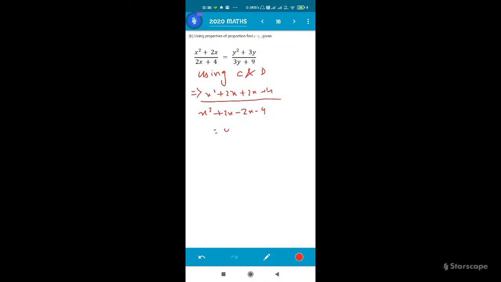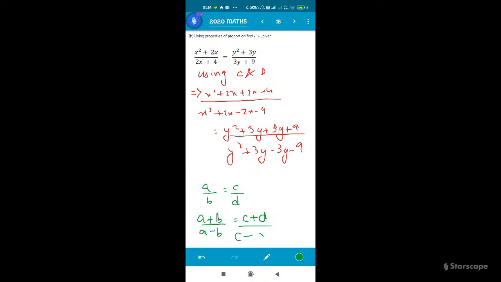the same thing will be done in the right hand side also. y square plus 3y plus 3y plus 9 divided by y square plus 3y minus 3y minus 9. So I guess you know that in componendo and dividendo, if we have a by b equal to c by d, we have to do a plus b by a minus b is equal to c plus d divided by c minus d. So the same thing I have done here. So let's solve it further.